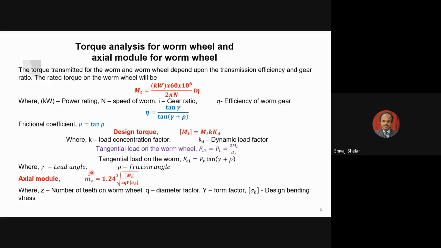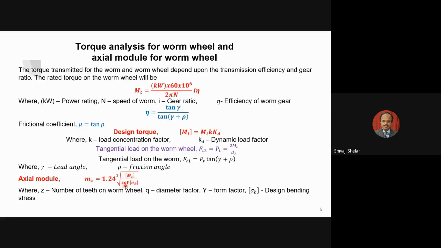This formula is very similar to your spur gear, because the gear shape itself is a spur gear with some small modification. But in this formula, you have to use MT here. You have to use sigma B, the design bending stress. There is a separate table for it. Please don't follow the table given for the spur gear. A separate table is given for the different types of gear material, so that separate table is to be followed.